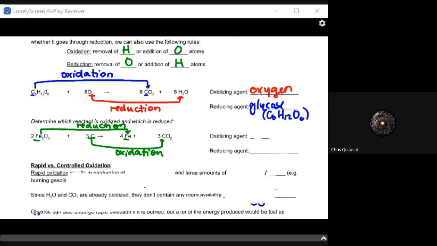Now, the tricky part here: what is the oxidizing agent? What is the reducing agent? It's always going to be flipped. So our oxidizing agent here is that iron oxide, and the reducing agent here is going to be our carbon. These two examples are really important for understanding what will behave as the reducing agent in an oxidation reaction and what will behave as the oxidizing agent in a reduction, which then all comes together to form that lovely reaction we call a redox reaction.